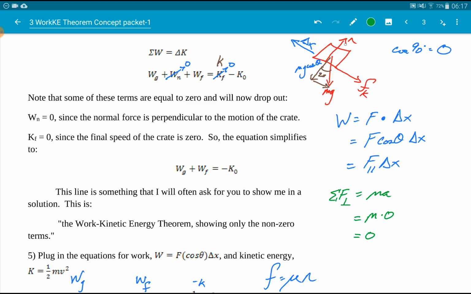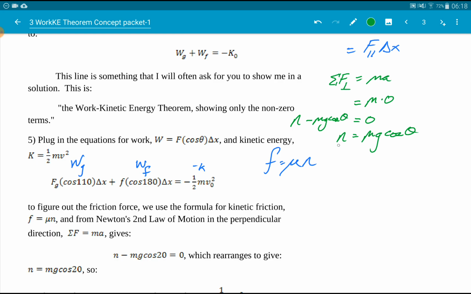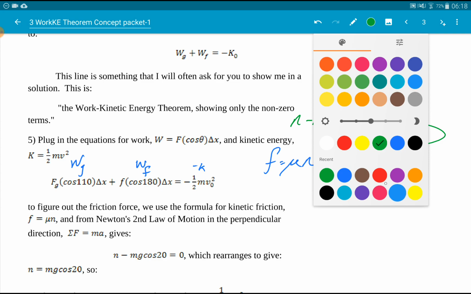And so then we know that the acceleration must be 0, and 0 times any mass is just equal to 0. So if I add these up, I get the normal force minus mg cosine theta equal to 0, which means the normal force is equal to mg times the cosine of theta. Well, that's useful because now I can plug it right in there for that normal force. So let's do that.